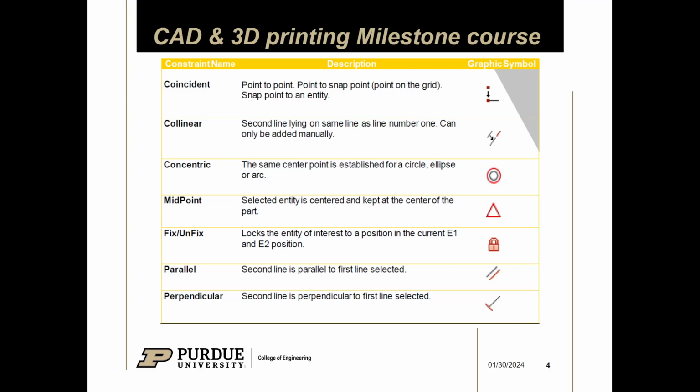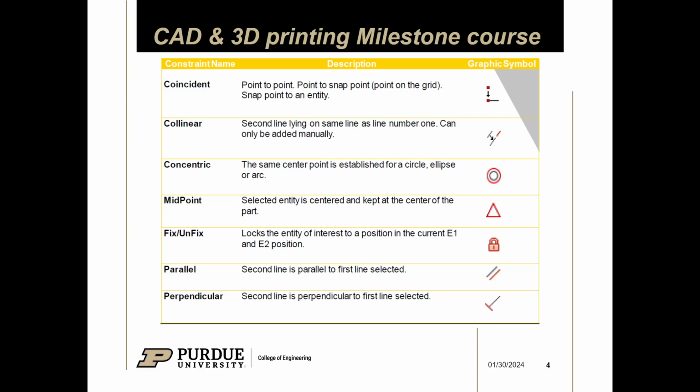So the top one is coincident. It's basically when you take something and you want it to be exactly on top of something. So you could take a point on the edge of a line and say, I want this point to be coincident to the center of a circle, right? Then you would click the center of the circle and the point on the line, and then click the coincident tool, and it'll do that.